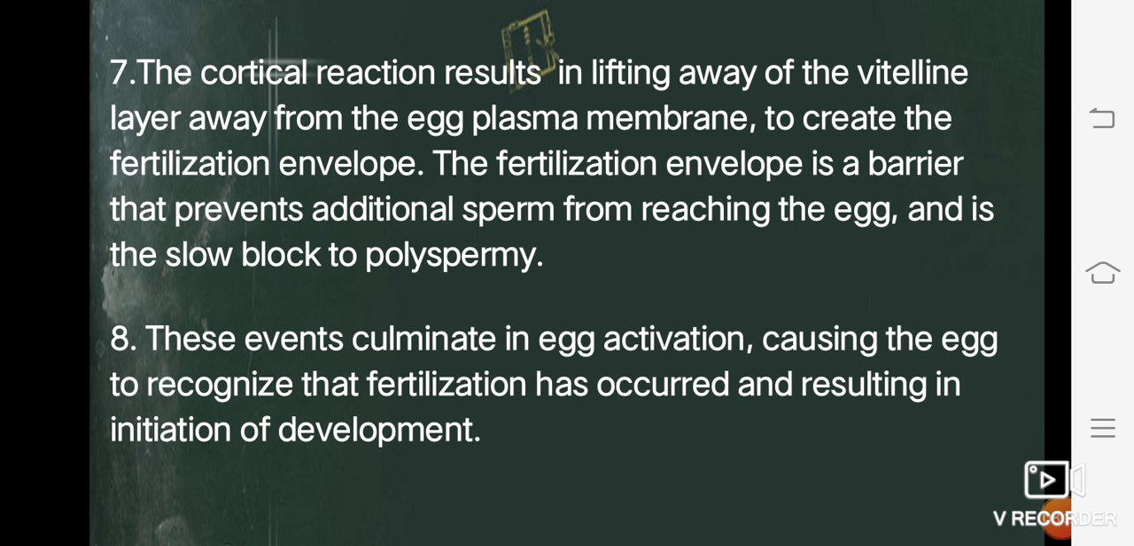Seventh, the cortical reaction results in lifting away of the vitelline layer from the egg plasma membrane to create the fertilization envelope. The fertilization envelope is a barrier that prevents additional sperm from reaching the egg and is the slow block to polyspermy. And the last, these events culminate in egg activation, causing the egg to recognize that fertilization has occurred and resulting in initiation of development.